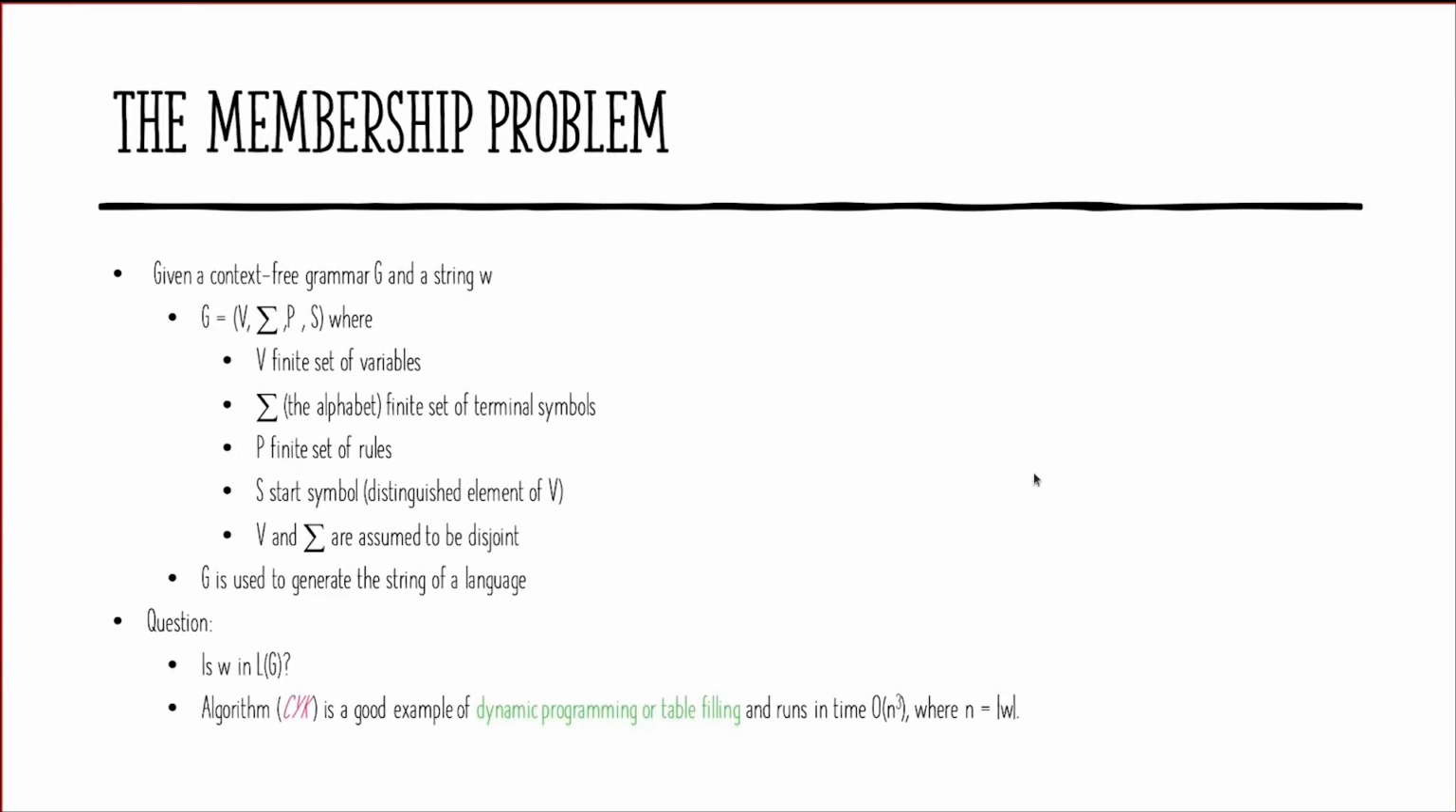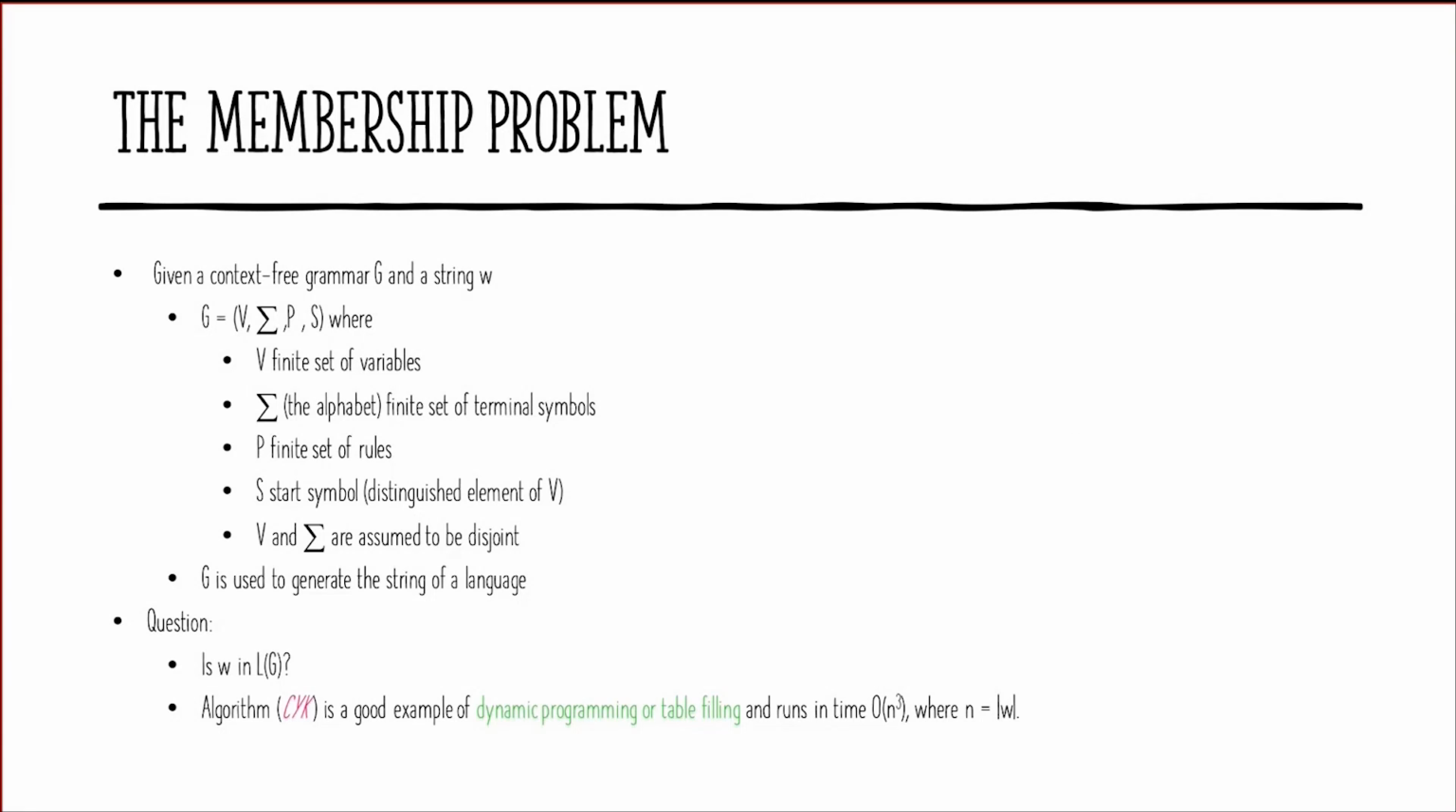So here I will start with the membership problem, and I will discuss one algorithm, that is the CYK algorithm, which is a dynamic programming based algorithm to solve this problem. So what is the membership problem?